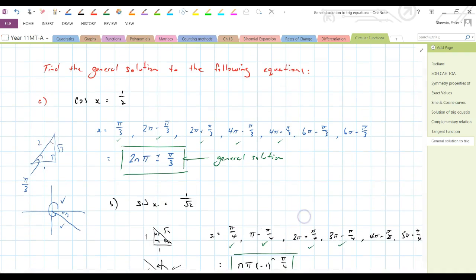For cos, this is cos positive. For cos negative, you'd be in these quadrants, it would be pi minus and 2 pi plus. So it would be pi minus and pi plus, and then 3 pi minus and 3 pi plus, so it'd be going in 1, 3, 5 rather than 2, 4, 6, if you get what I mean. So this in here would have to be 2n plus 1 pi to pick up the odds. So there's a few tricks to learn there.